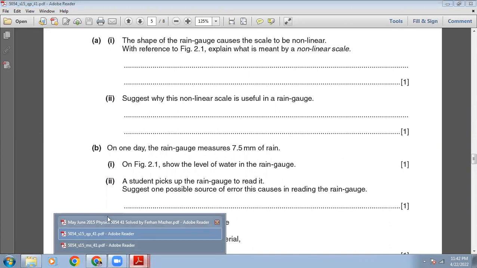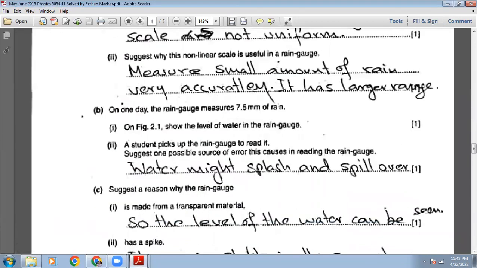So it can measure up to a large volume of the rain. Suggest why this non-linear scale is useful in a rain gauge. Measure small amount of rain very accurately. It has a larger range. It can measure when the rain is in a smaller amount, and it will measure it very accurately. But even in the case of a heavy rain, it has a large range, so it can measure up to a large amount of rain.